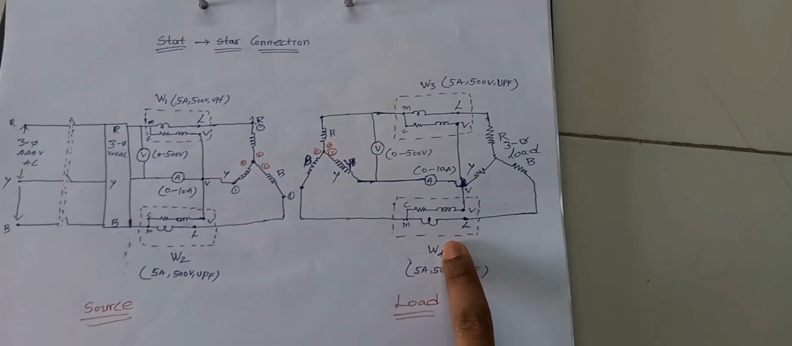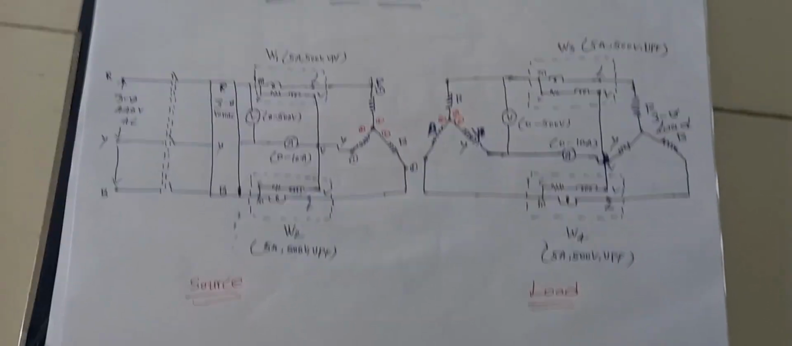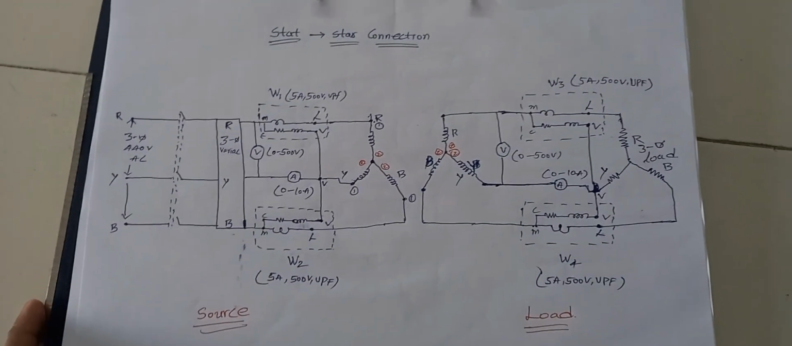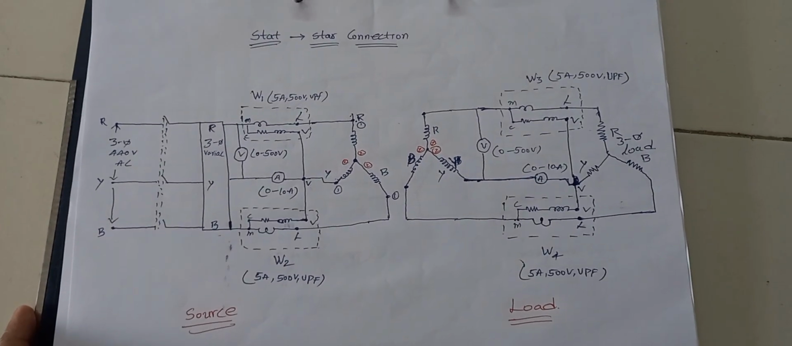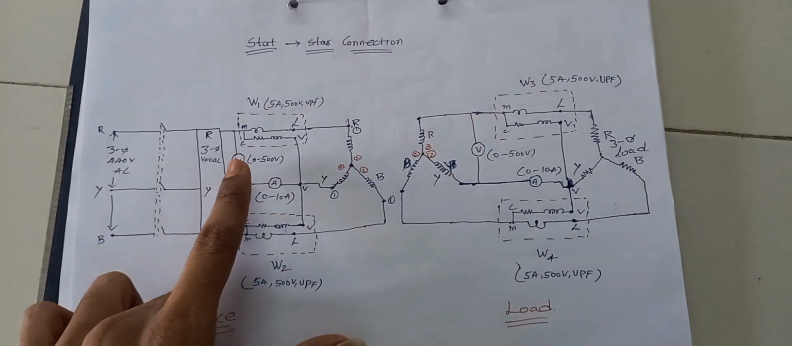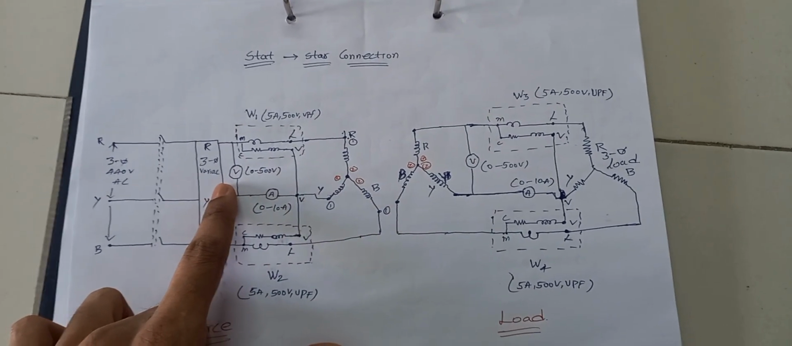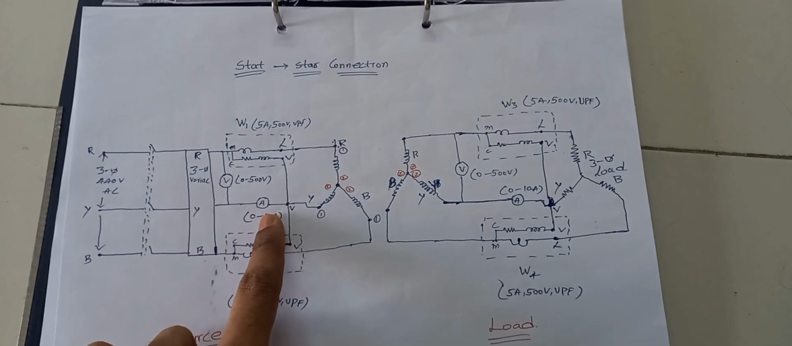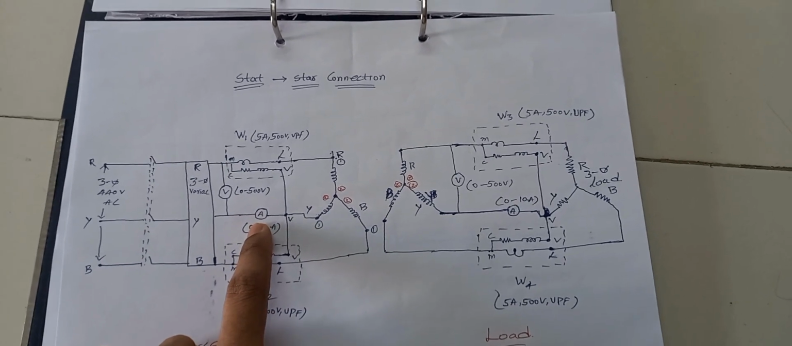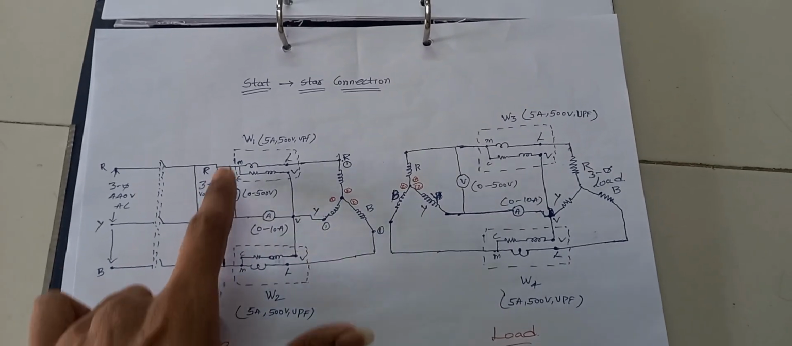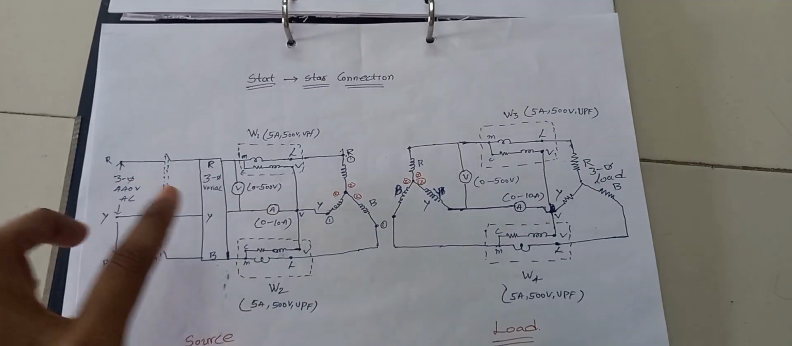Okay, you remember. This star to star balanced type of connection, that's why here we are taking only 1 voltmeter and 1 ammeter. The voltmeter is for line voltage measurement and the ammeter is for phase current measurement. Okay, the ammeter we are taking in series and the voltmeter we are taking in parallel in between R and Y phase.